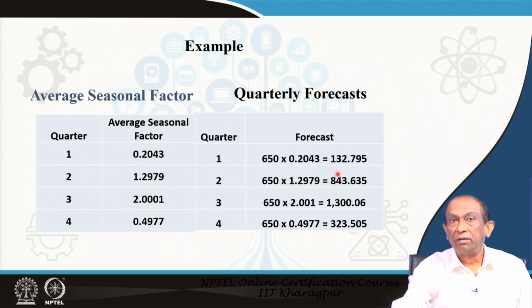So, we do that and we find that the forecast for quarter 1 is 132.795 units for the 5th year, and the estimated demand for the third quarter for the 5th year is 1300.06. So, you see there is a peak here and there is a trough here, and you will see that the sum of all this will lead to the total estimated demand for the 5th year, which is 2600 units.